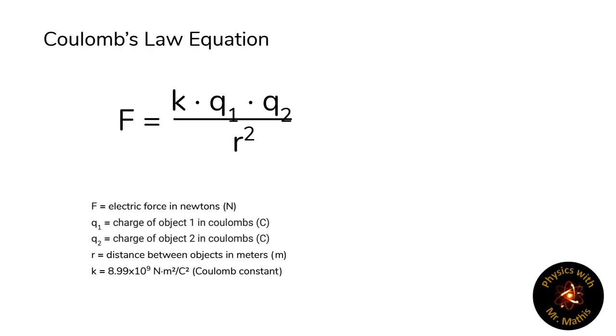You've seen the Coulomb's law equation before. There's several parts to it. The electric force is represented here by the letter F, and it's measured in newtons. The charges of object 1 and object 2 are represented by the letter Q, lowercase q, and those are measured in coulombs. And the unit Coulomb is abbreviated with a capital C.